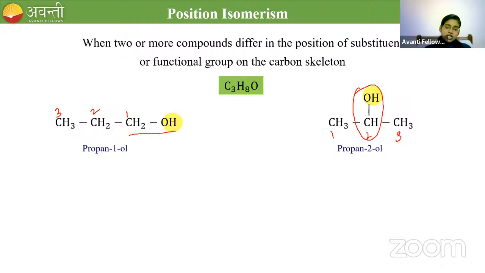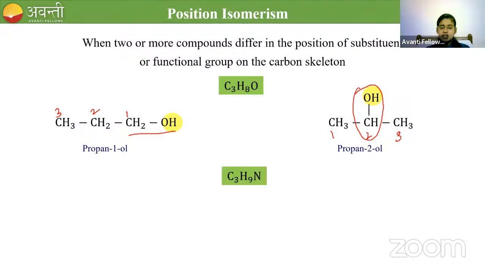Isomerism always exists in pairs. Pairs means at least 2 compounds will be there. In the previous case, we had 3 compounds. Minimum 2 compounds will be there. Got it? So propan-1-ol and propan-2-ol is the example for positional isomerism. It means the position of the functional group on the carbon will be different.